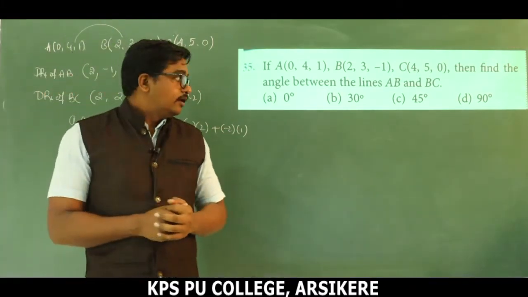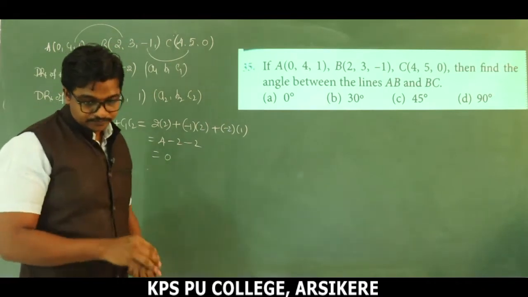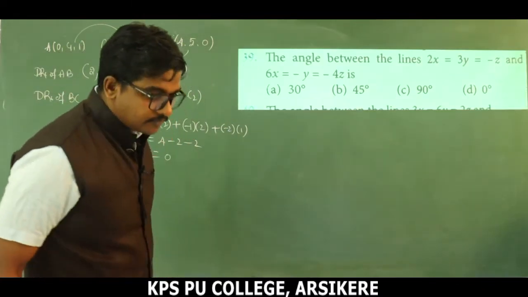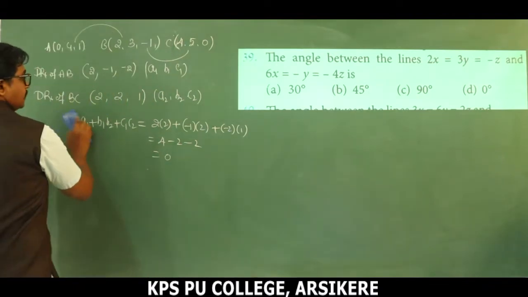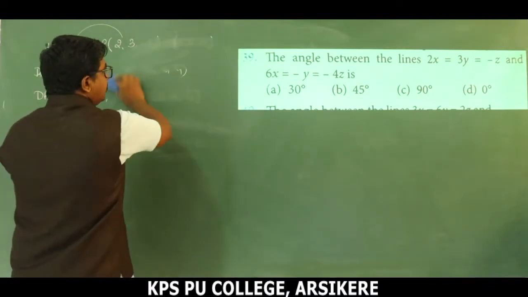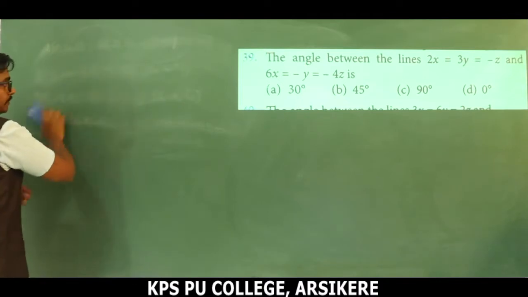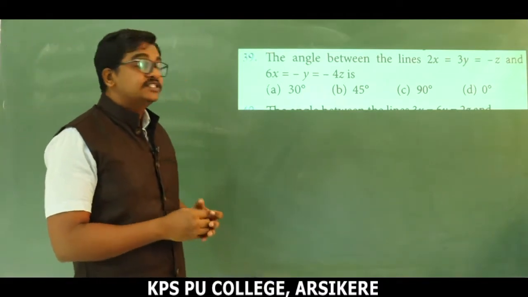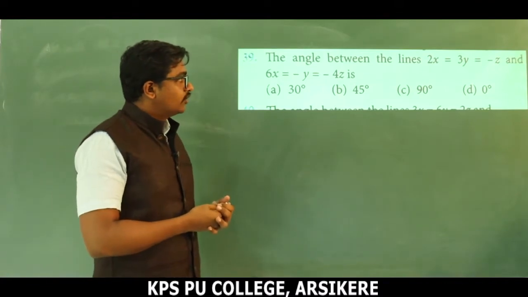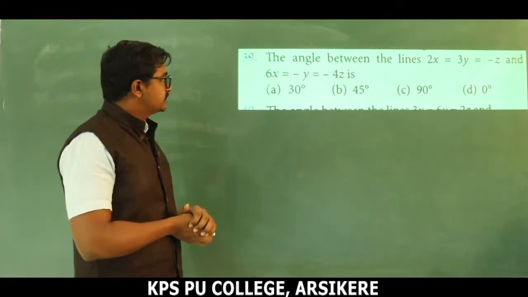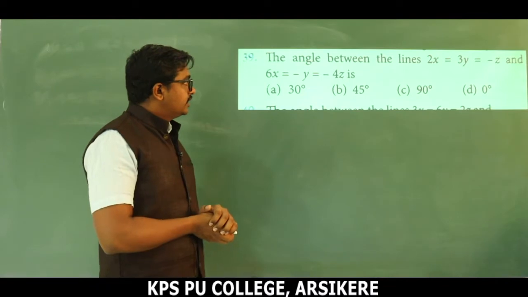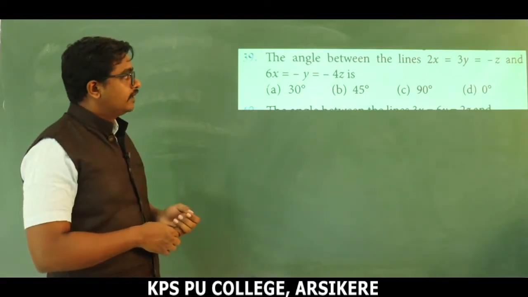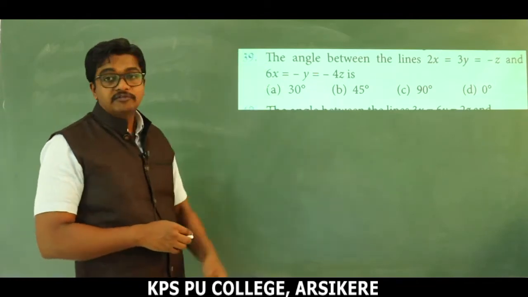Okay. Next, move on to the next question. The angle between the lines 2x is equal to 3y is equal to minus z and 6x minus y is equal to minus 4z. Here we need to find the angle between these two lines.